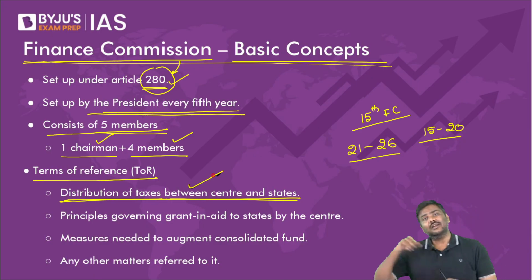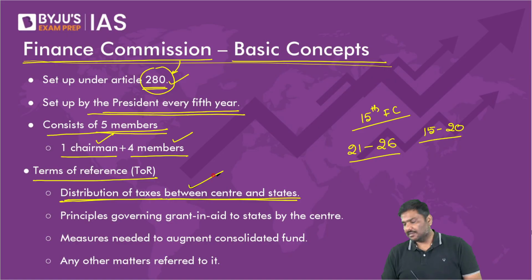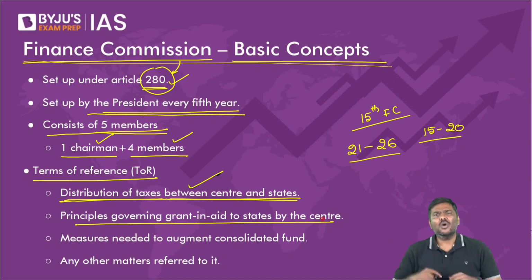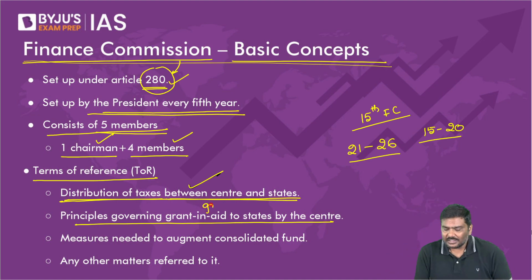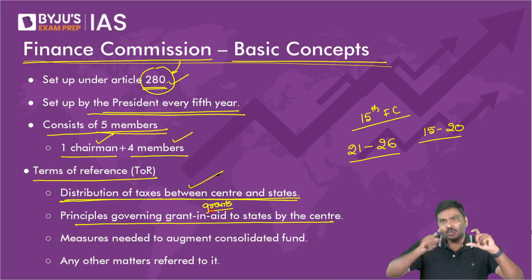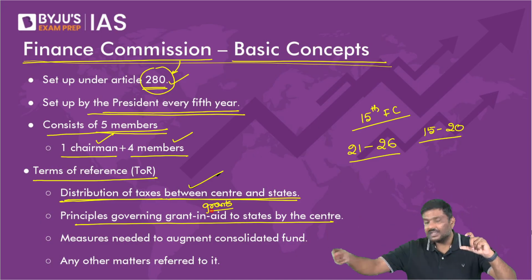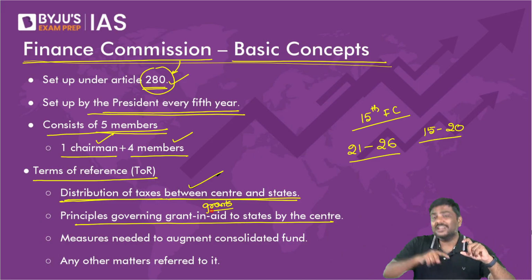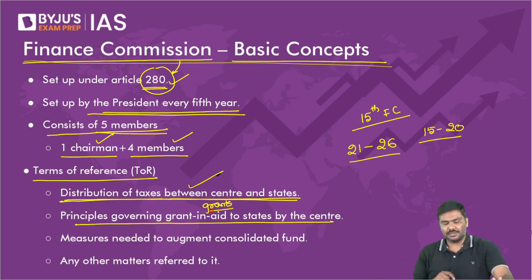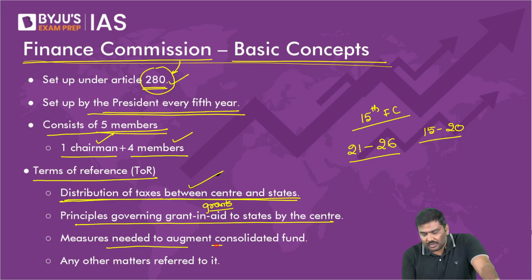Point number 2: on what basis, and for what purposes, should grants-in-aid be given to the states? Grants-in-aid are nothing but the grants which are given by the central government. I hope you remember the concept of grants. So on what basis and for what purposes the central government should provide grants to the states, that recommendation is also given by the Finance Commission. Third, we have the consolidated fund of the states.